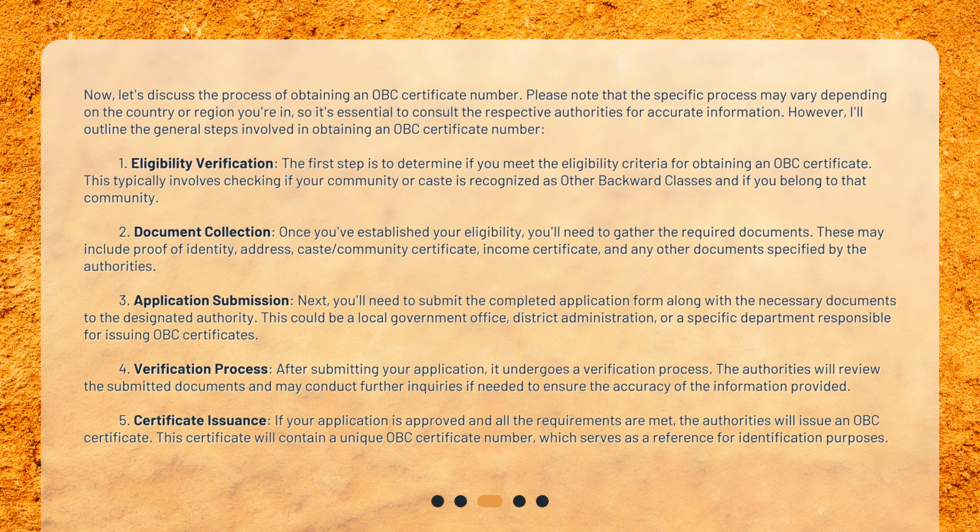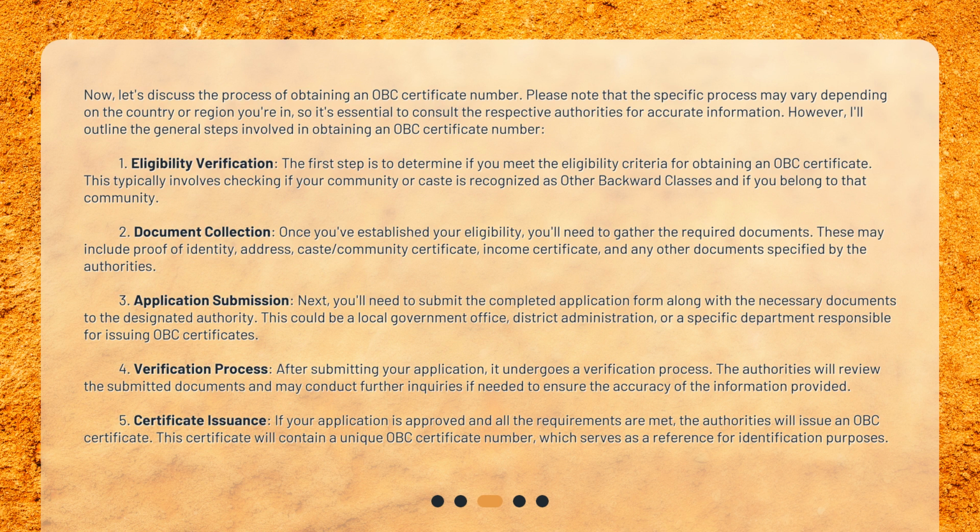1. Eligibility verification. The first step is to determine if you meet the eligibility criteria for obtaining an OBC certificate. This typically involves checking if your community or caste is recognized as other backward classes and if you belong to that community. 2. Document collection. Once you've established your eligibility, you'll need to gather the required documents. These may include proof of identity, address, caste, community certificate, income certificate, and any other documents specified by the authorities.